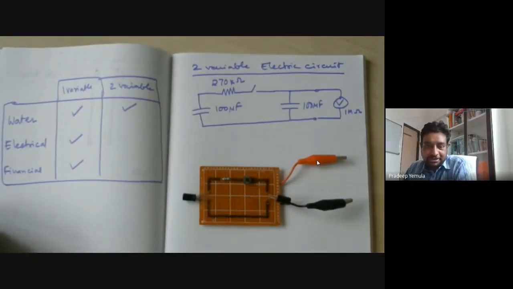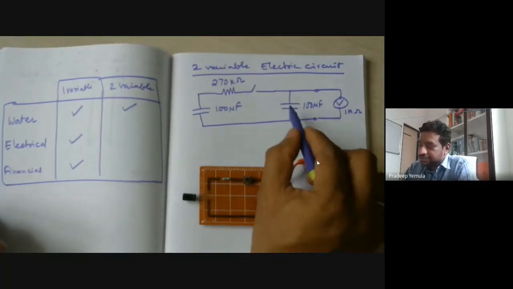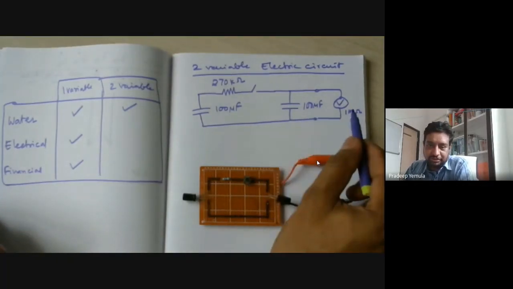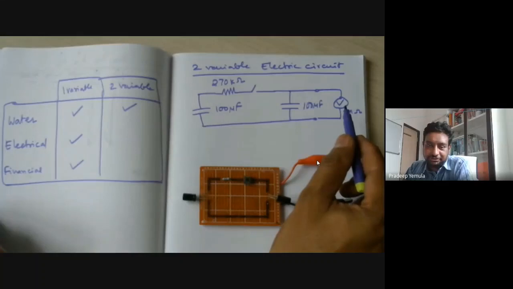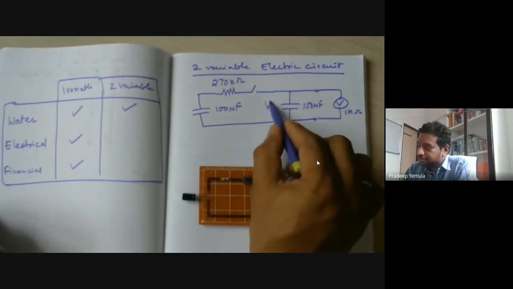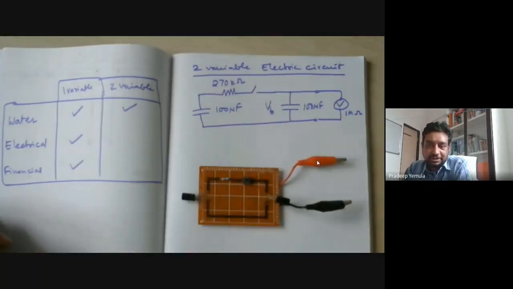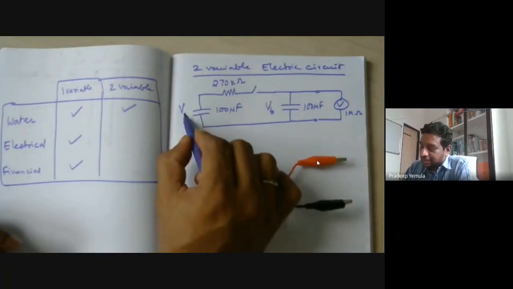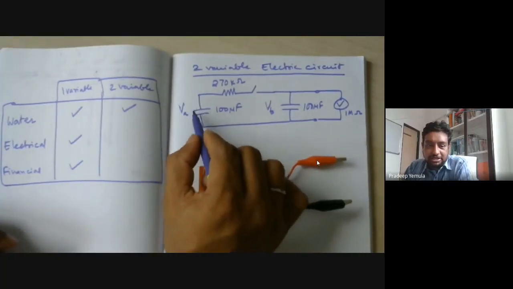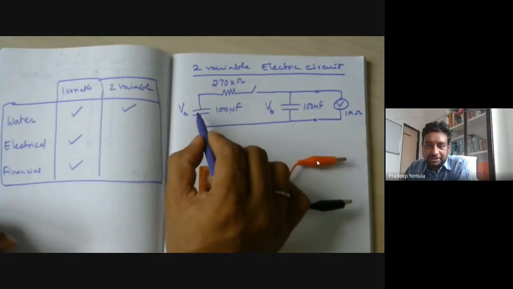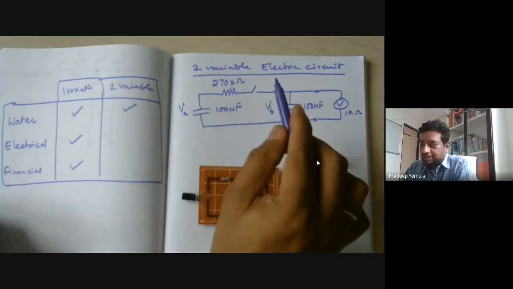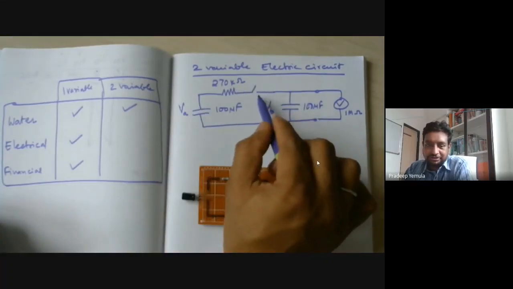Now what happens? Initially this is completely discharged, so the voltage will show 0. This is for our purpose VB. Let us call this VA. Initially I will charge it to some maximum voltage. After charging this to some maximum voltage, I will simply close this switch.